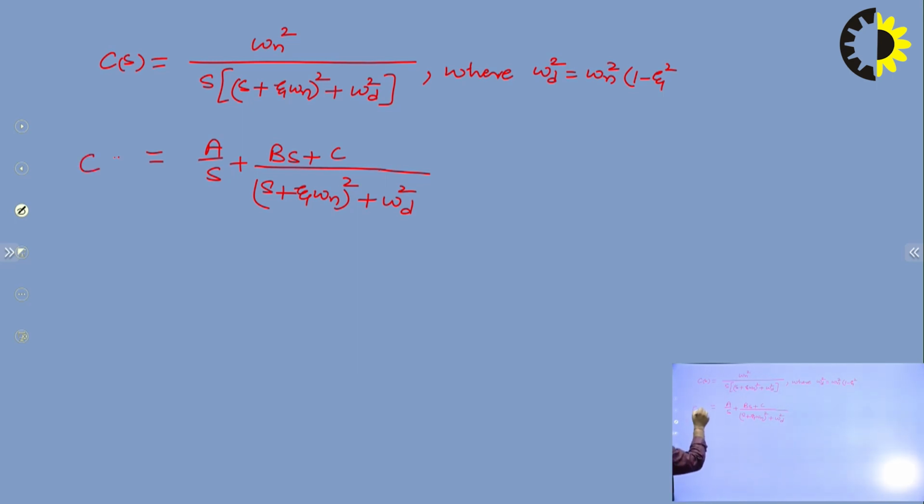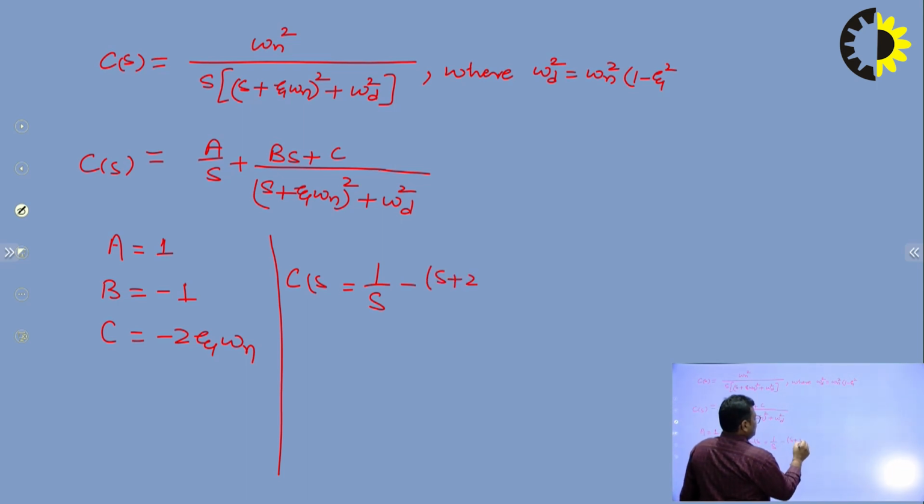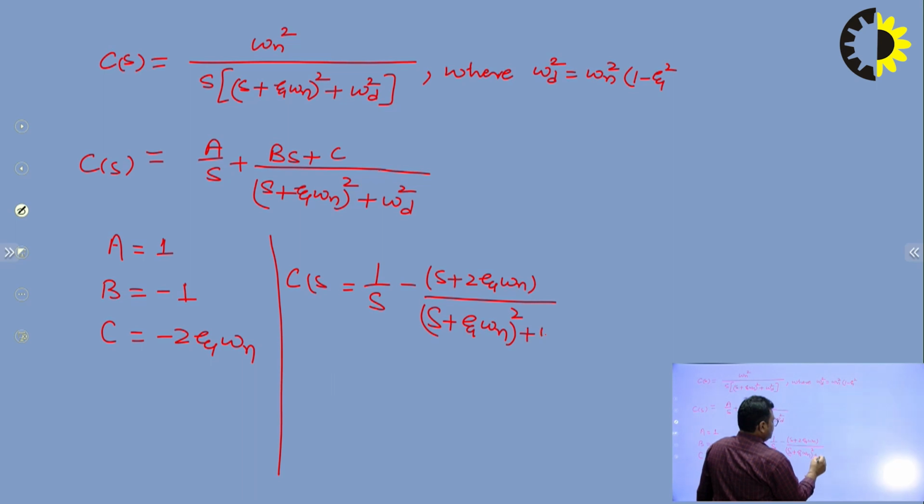After solving this, we will get A is equal to 1, B is equal to minus 1, and C is equal to minus 2 zeta omega n. If I put these values here, C(s) is equal to 1 upon s minus (s plus 2 zeta omega n) divided by (s plus zeta omega n) whole square plus omega d square.